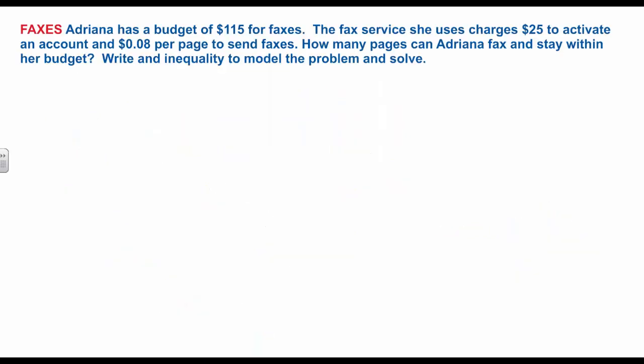So here's a problem. We've got Adriana has a budget of 115 bucks for faxes. The fax service she uses charges $25 just to get the account going, and then 8 cents per page to send the fax. We want to know how many pages she can fax and stay within the $115 budget. So if 115 is my limit and I can't go over it, I must be less. But I could equal 115, so it's less than or equal to. And then we have a per page charge of 8 cents, so 0.08x would indicate however many pages I have, I multiply that by 0.08. Plus we have to add on the $25 they're going to charge us up front.